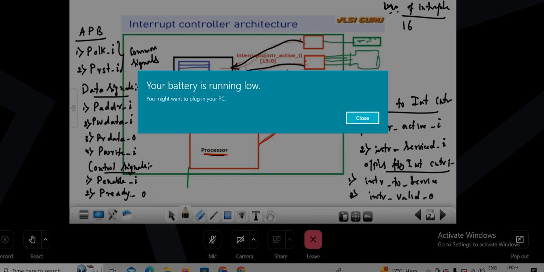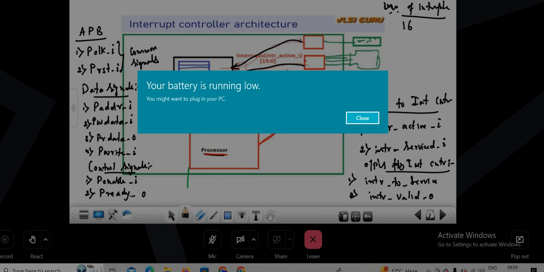State where there is no interrupt. If there is no interrupt, what has to be done? Stay in the same state because no interrupts are available. If there are interrupts, they are coming from the peripheral controllers. What has to be done? What is the job of this interrupt controller?